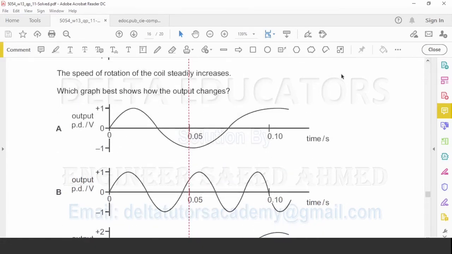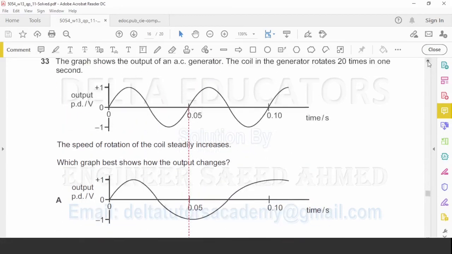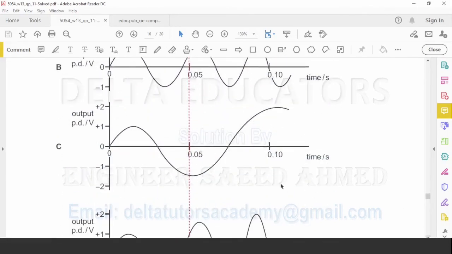Here the wavelength is up to this point, up to 0.05, and here in option C we are looking that wavelength is increased. Wavelength is up to this point. Since here wavelength is increasing, it means frequency is decreasing. So this option is also incorrect, because here frequency is not increasing, frequency is decreasing. Now we check option D.